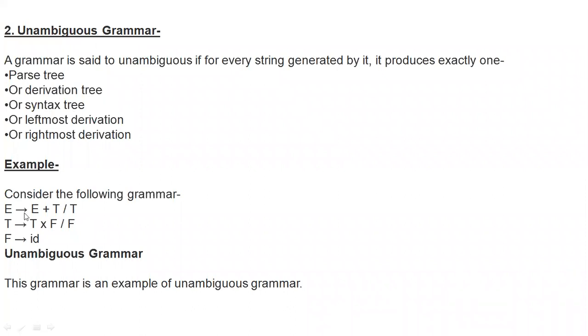See the example here. This is an unambiguous grammar. Why? Because the right hand side of the variable E does not appear twice on the right side, isn't it? And see here in the second rule, T does not appear twice, right? E tends to only one E is there on the left hand side, T tends to only one T is there in this rule, and F is directly giving id.